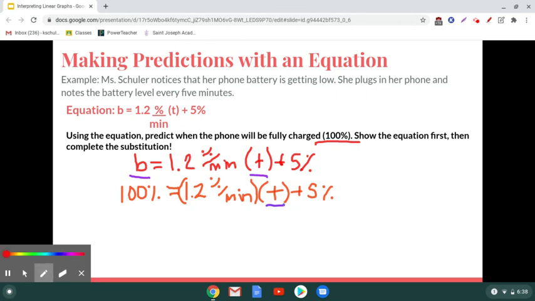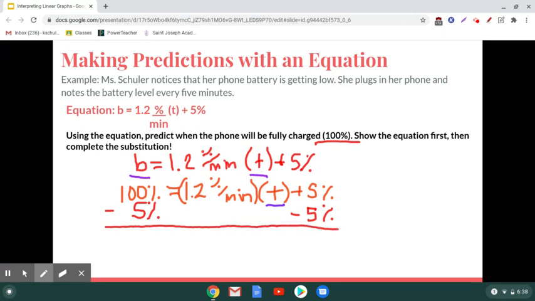So I'm going to get rid of this adding 5%. In order to get rid of adding 5%, I'm going to subtract 5%. And what I do to one side, I have to do to the other. So I'm going to subtract 5% on both sides. I'm going to draw a big long bar here. That means my equal sign. This adding 5% and subtracting 5% cancel out. And now I can redo my math. 100% minus 5% is 95%.